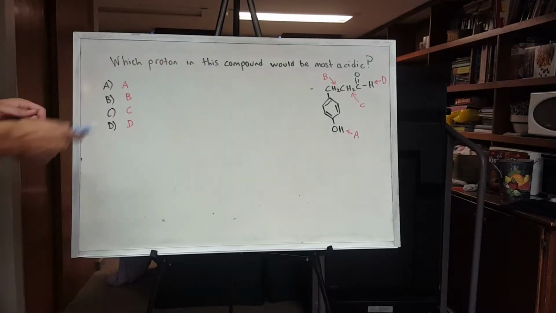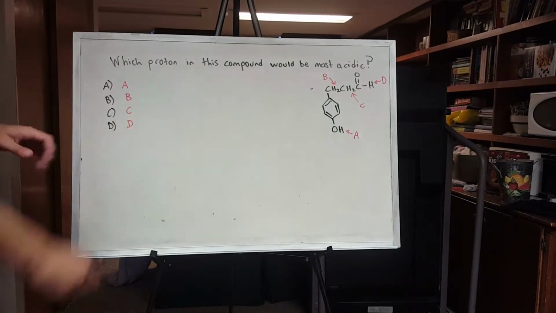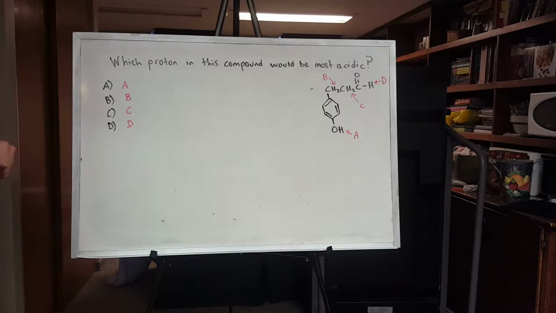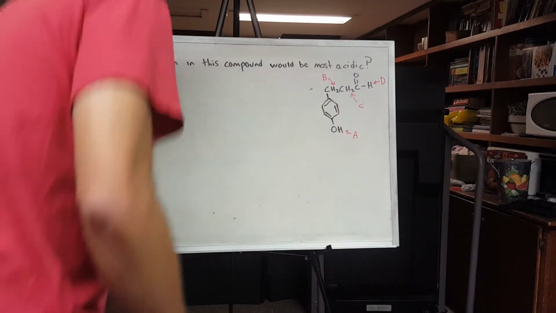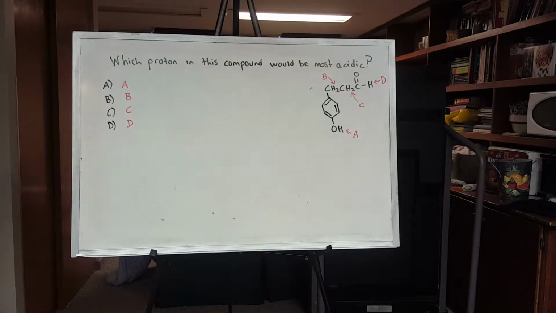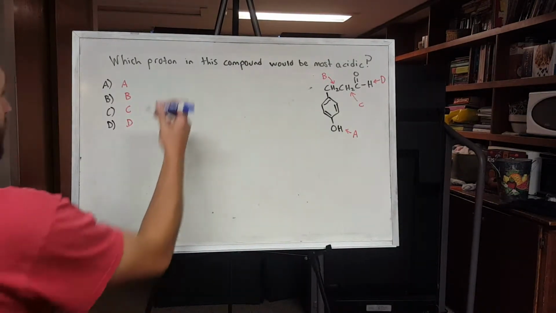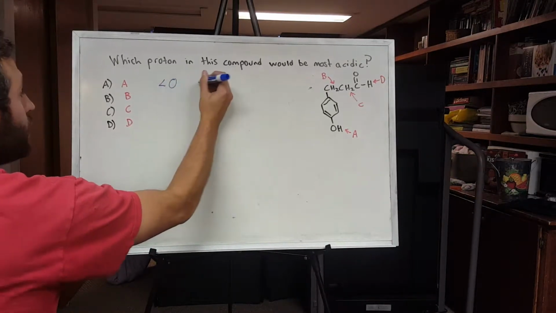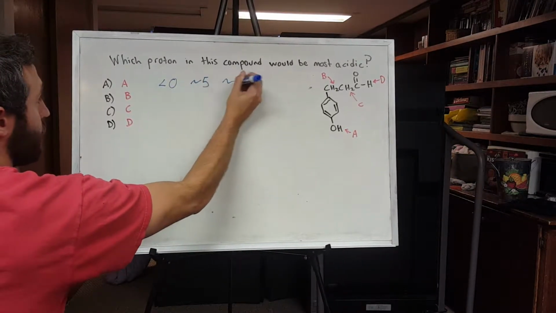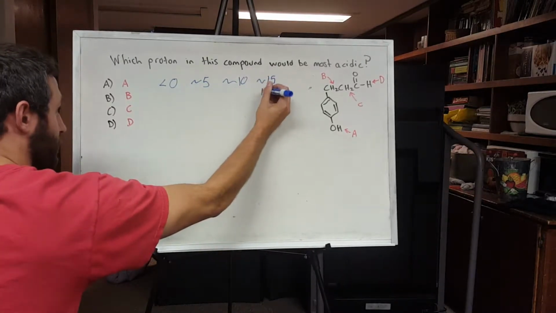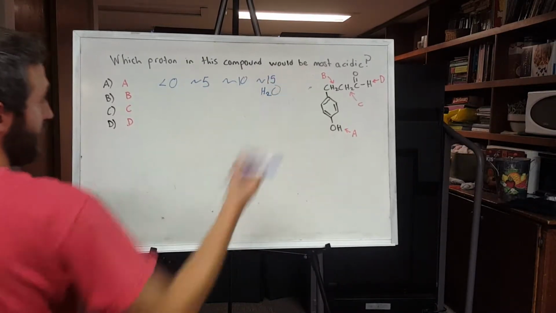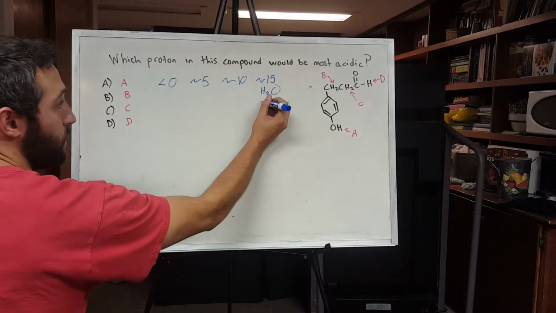Which proton in this compound over here would be most acidic? This one is a little bit tricky with what you need to know. What are the pKa's that you should know by heart? Let's write those down for this problem. I've got this down pat by now, and hopefully you do too. You should have had it down in Orgo 1, in my opinion.